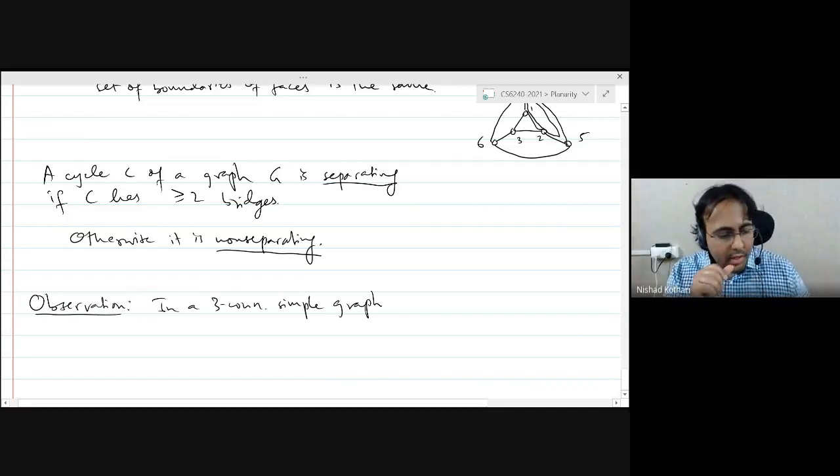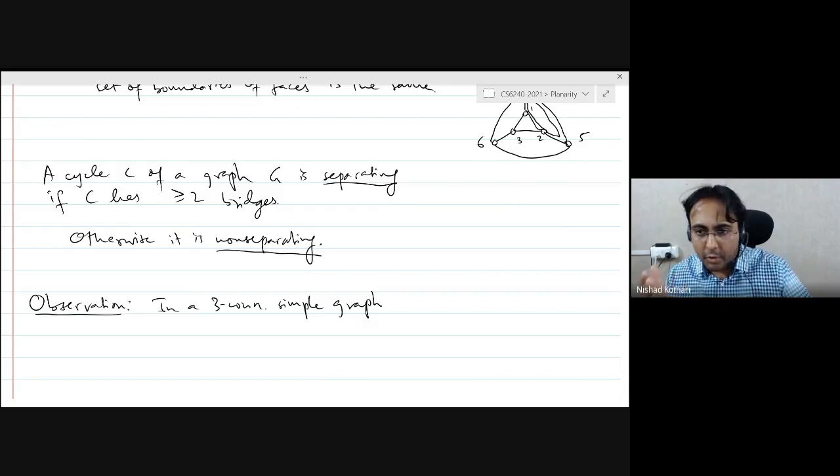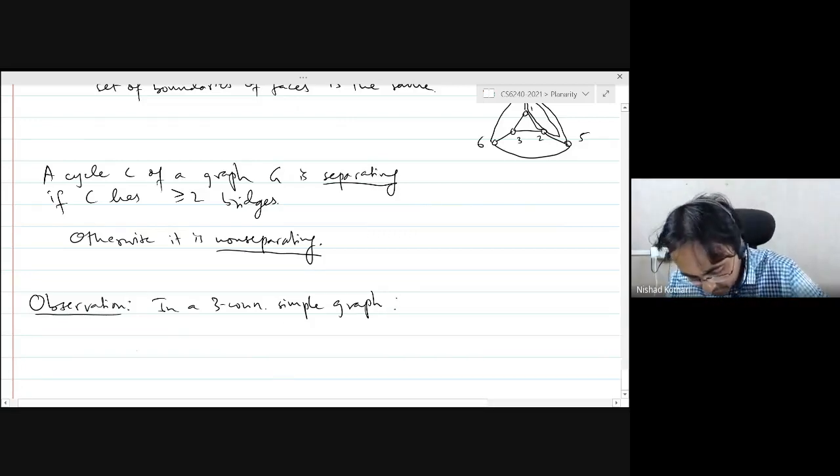the way they define it is they say that a cycle is non-separating if it has no chords and it has a single non-trivial bridge. So if they have just one bridge which is trivial, they don't call the cycle non-separating. I'm not sure why. But anyways, I'll just write down the observation. You can prove it yourself.